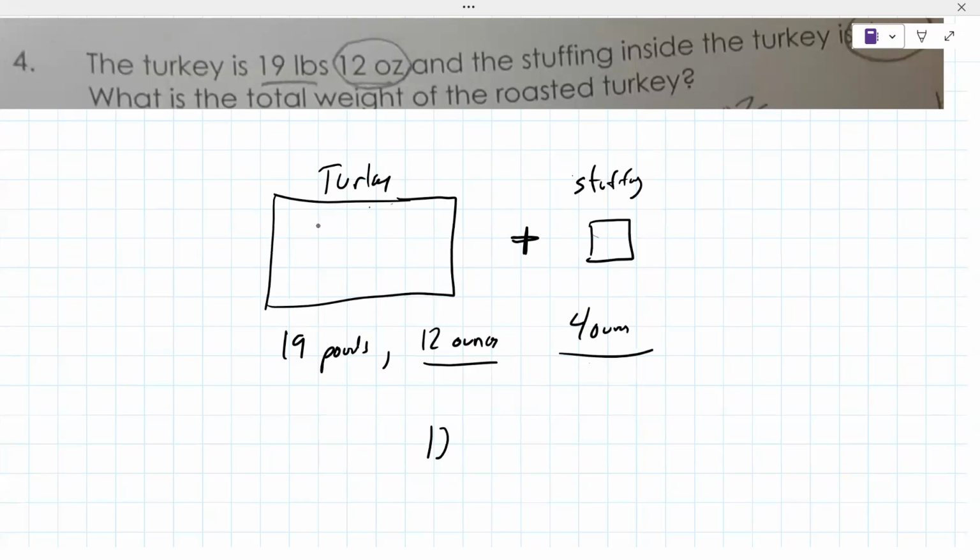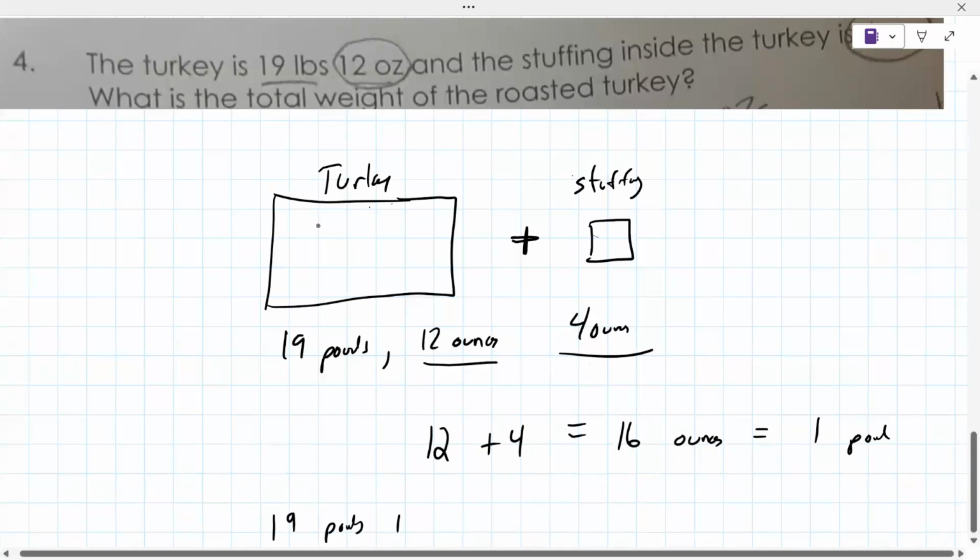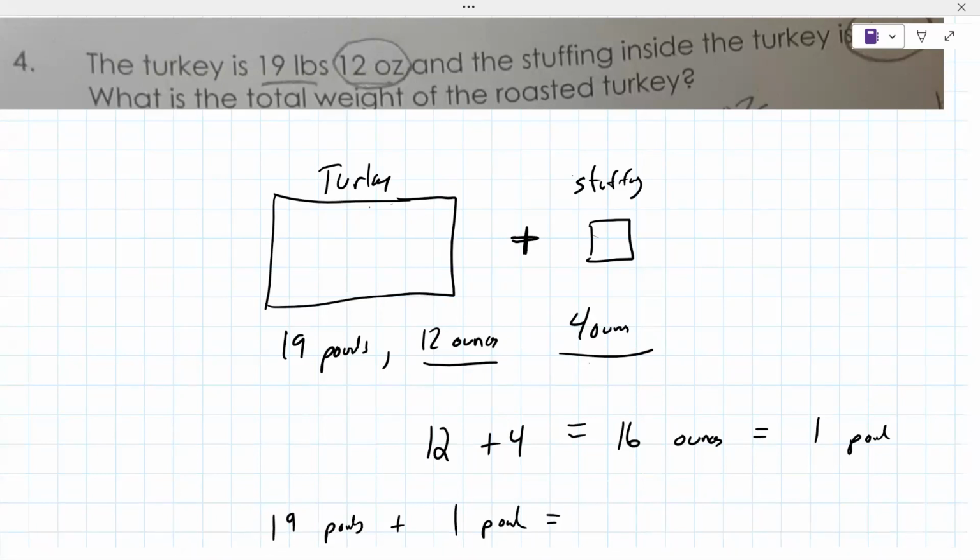So what is 12 plus 4? 16. So that's 16 ounces. How does that convert to pounds? How many ounces are in a pound? 16. So this is really 1 pound. Do you agree with that? Yeah. So this 19 pounds combines with the 1 pound to make how many pounds? 20. Very good. Seems like you're getting this down pretty well here, especially when I talk you through it.